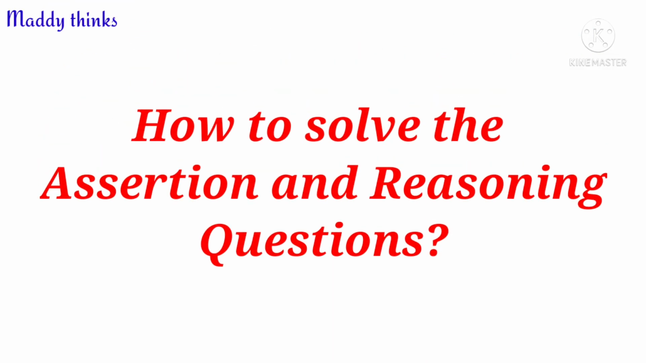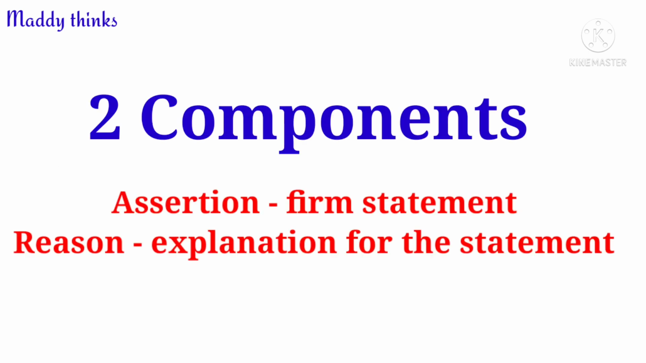In this video, we are going to see how to solve the assertion and reasoning questions. Basically, there are two components in this question. The first component is the assertion. Assertion means a firm statement. The second component is a reason. Reason means the explanation for the assertion.